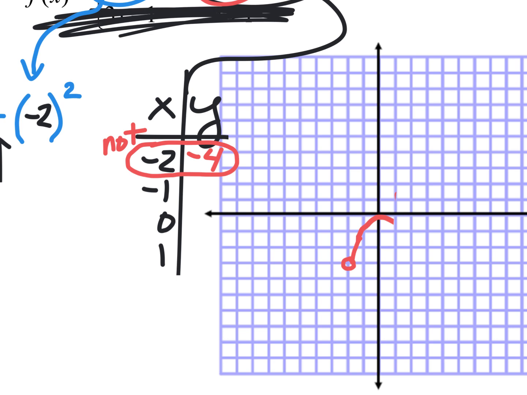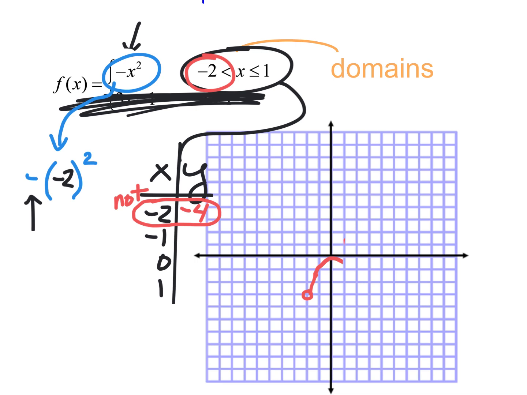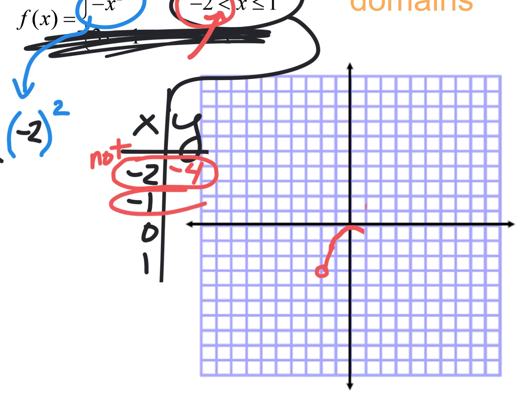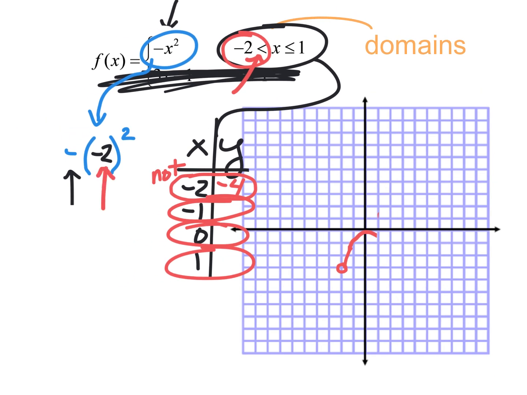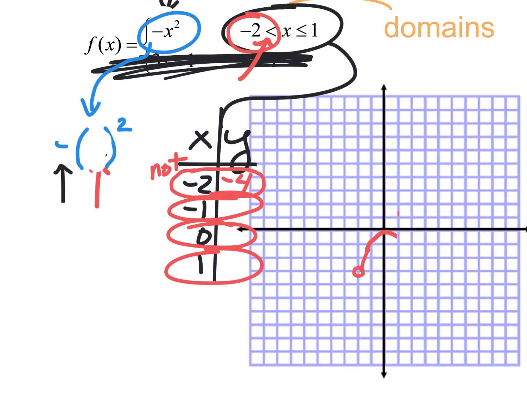So I stick in -2, I get -4, and that's my spot, but I put an empty circle on it because it didn't own that spot. There was no or equals. Now I'm gonna ask that you stick -1 and 0 and 1 right here in this function and see what you get. Take a second. And we're trying to figure out these little blue question marks right here. What do I get?